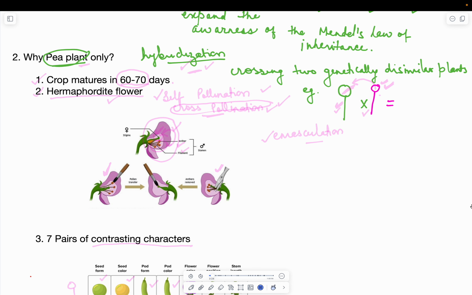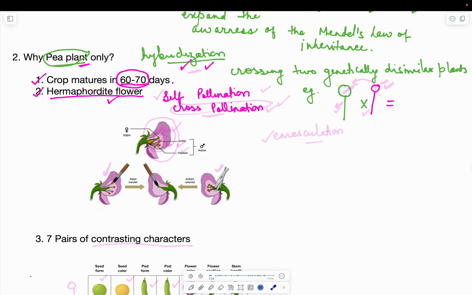So the reasons why pea plant was selected: 1, this crop matures in 60 to 70 days. So this crop has a very short duration time. The results are visible after 2 to 3 months, right? Secondly, pea plant has hermaphrodite flowers. So it's very easy to conduct hybridization, right? It's easy to do self-pollination, and it's easy to conduct cross-pollination. Cross-pollination and self-pollination are aspects of hybridization.